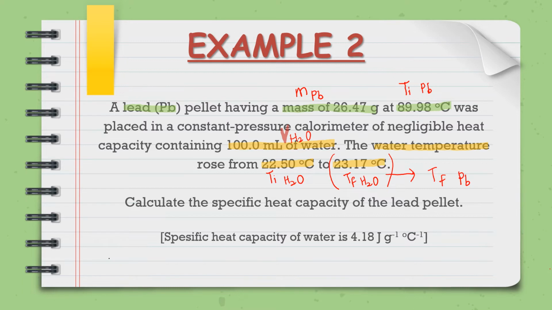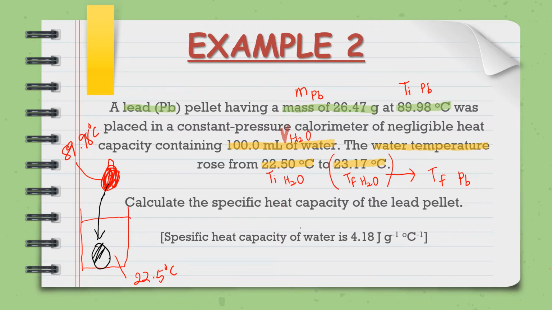Why do I say it like that? You need to imagine the process. Inside a calorimeter, first you have a plumbum pellet here of temperature 89.98 degrees Celsius, and then you have water at an initial temperature of 22.5 degrees Celsius. So what you do next is you put the lead into the water. You put it there, and then it will sit here.